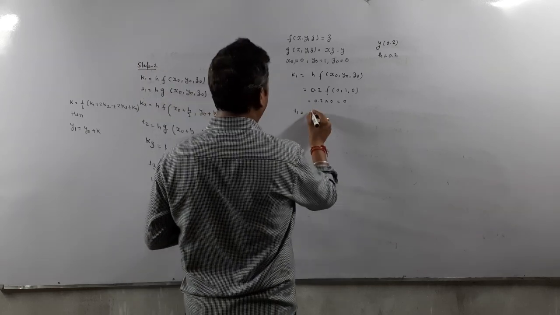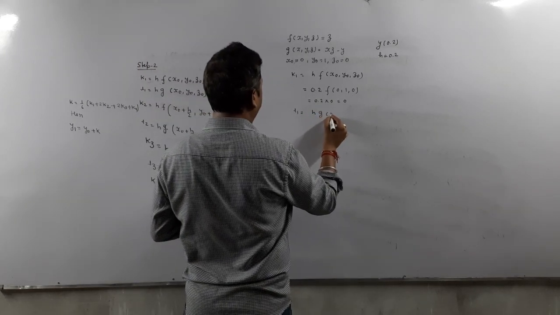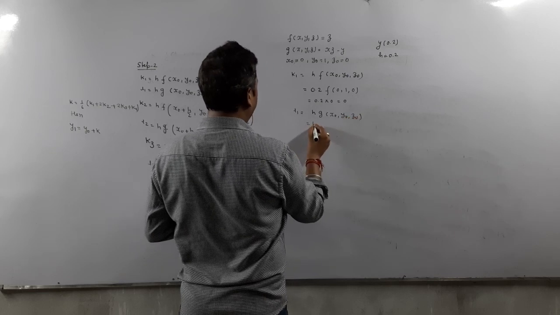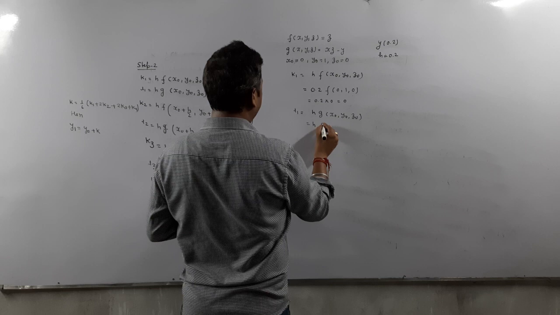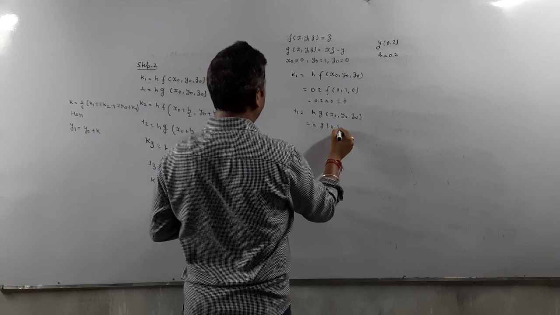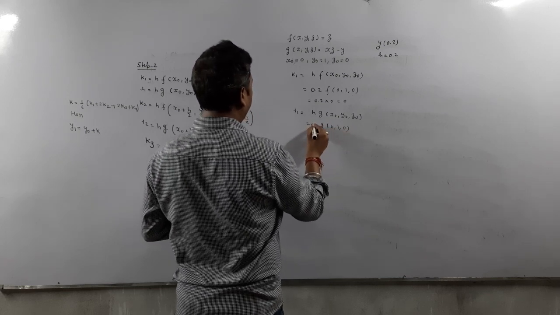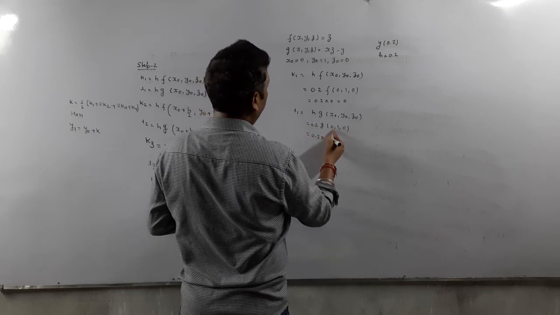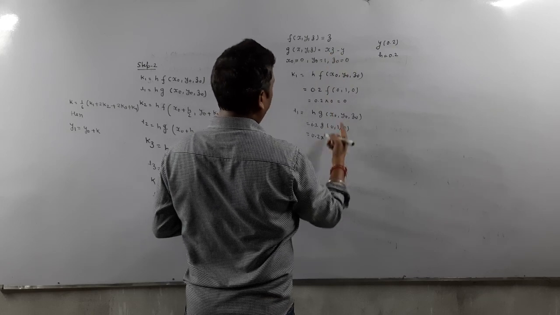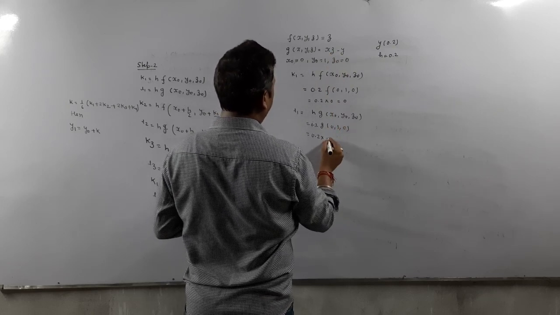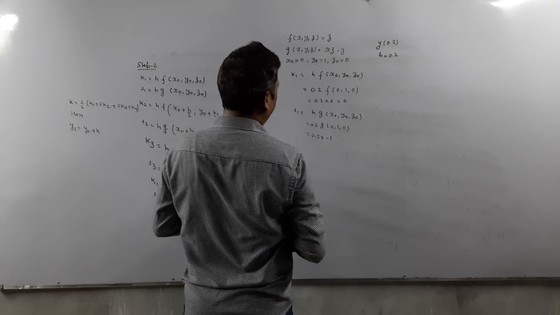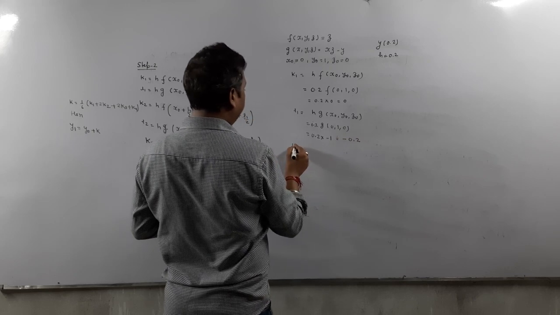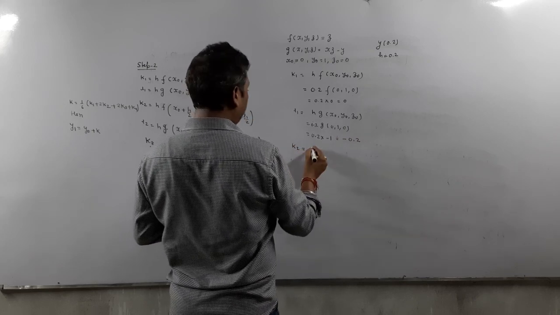L1 is h times g at x naught, y naught, z naught. So h times g at 0, 1, 0. The h value is 0.2, so 0.2 into g value: x value 0, z value 0, y value 1, so this is minus 1. So 0 minus 1 is minus 1. So the value is minus 0.2. So now calculate k2.